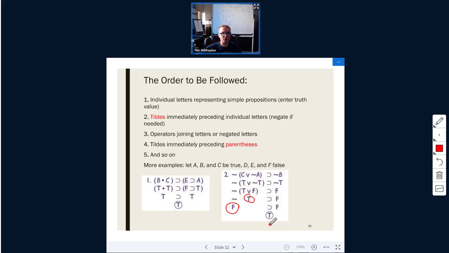And again, this is just how you do it. If you have tilde, negation, immediately preceding letters, just do it first. Then operators joining letters or negated letters, tildes immediately preceding parentheses, and so on. This will be on a homework. Somebody asked me in another class, is this going to be on the exam? Well, as usual, what you have on the exam will be the simplified version. It's not going to be as difficult, but it will be basically the same idea. So it's not really as long as this, but you have to know how it's done.